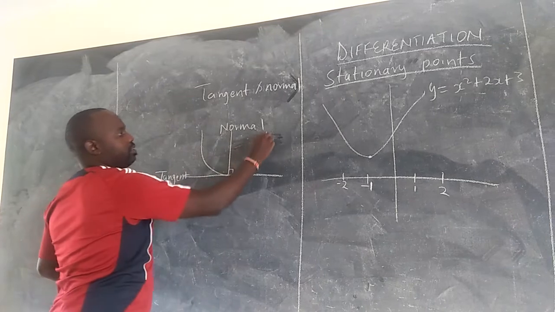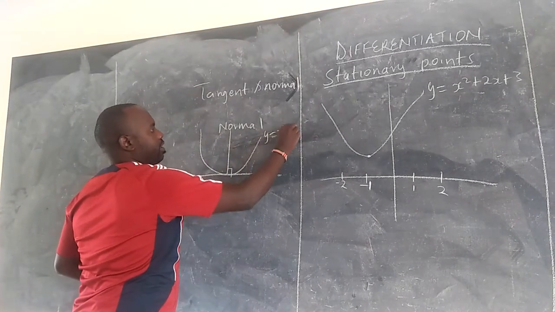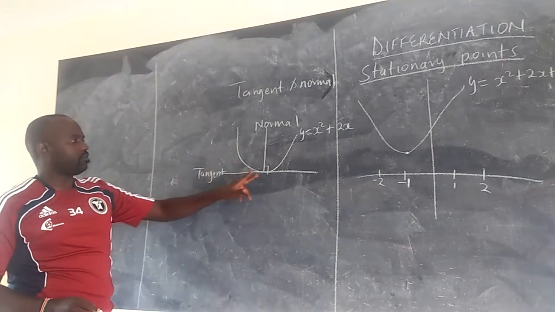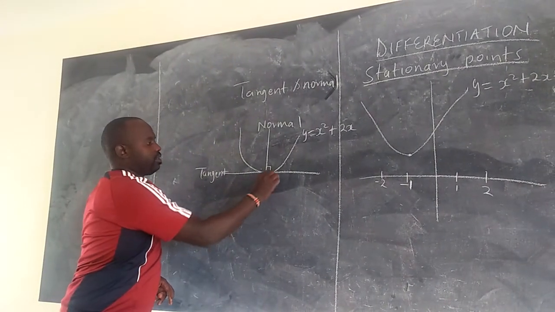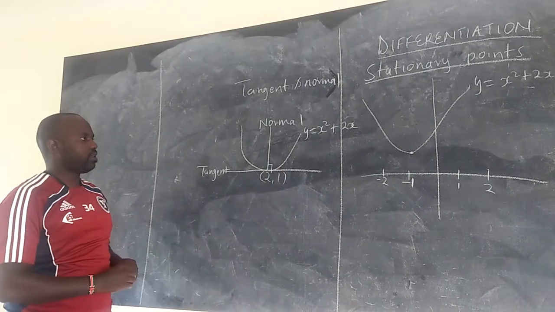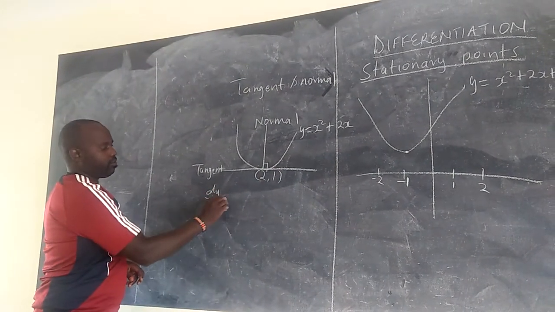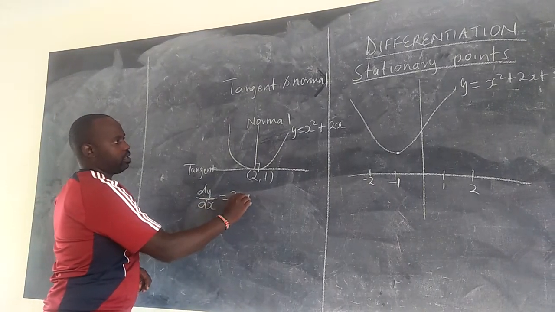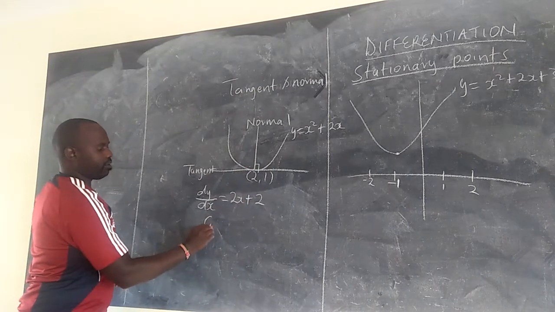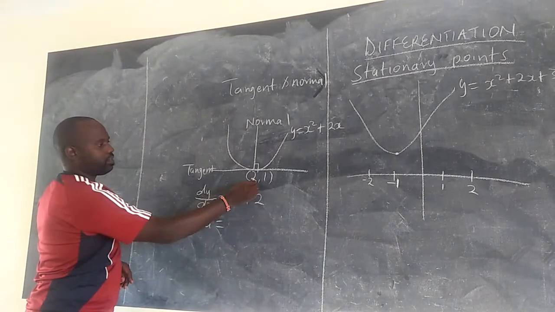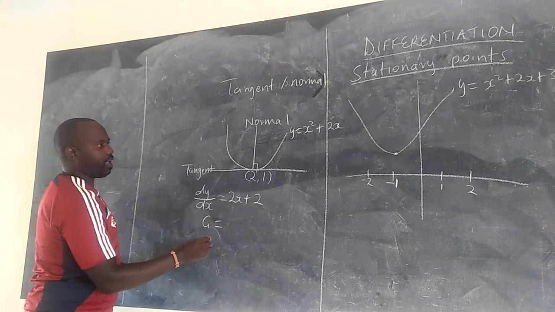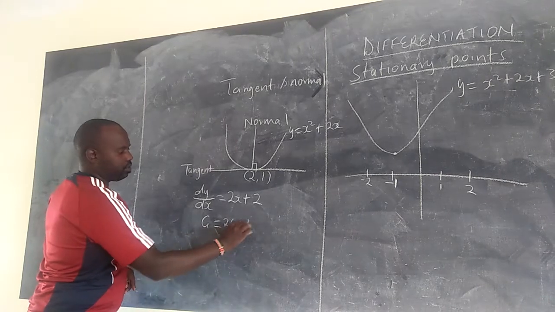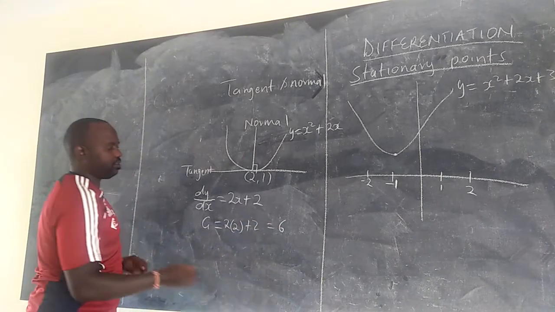So, for example, the equation of the curve is y = x squared plus 2x. If you want to find the equation of the tangent, assuming the point is (2, 1), the first thing you find is dy/dx, which is 2x plus 2. Then you find the exact gradient by substituting the value of x. So this will be 2 times 2 plus 2 to give us 6.